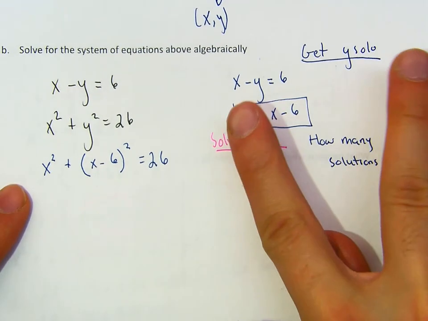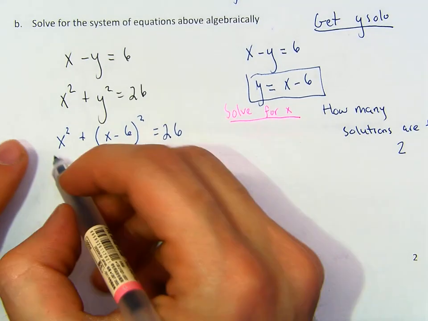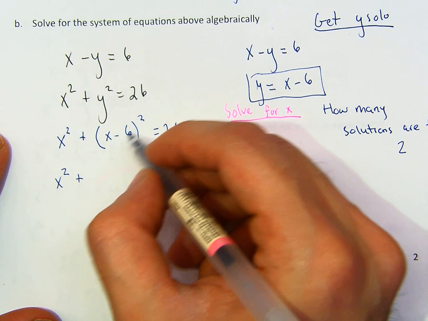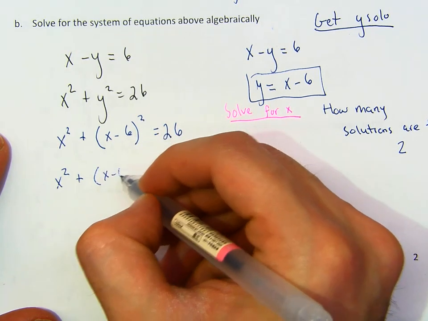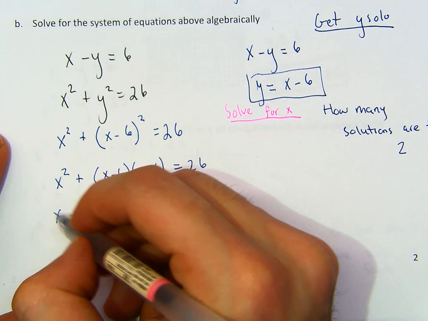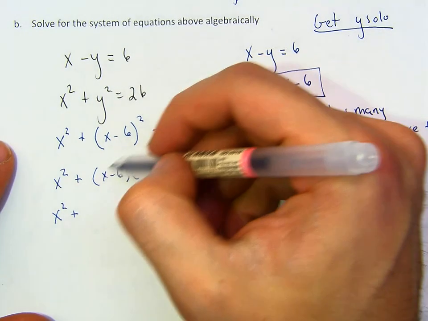So you should have 2 values of x. So let's take a look. So this is x squared plus parentheses x minus 6, right? So this is x minus 6 times x minus 6 equals 26. So x squared plus, okay, so then how do you FOIL this, right?